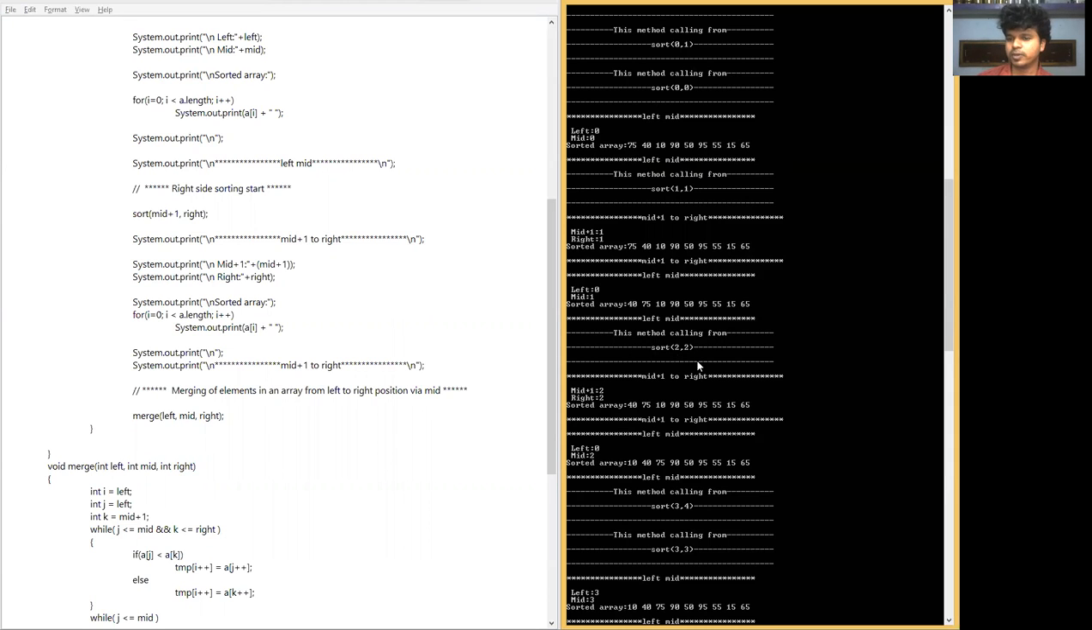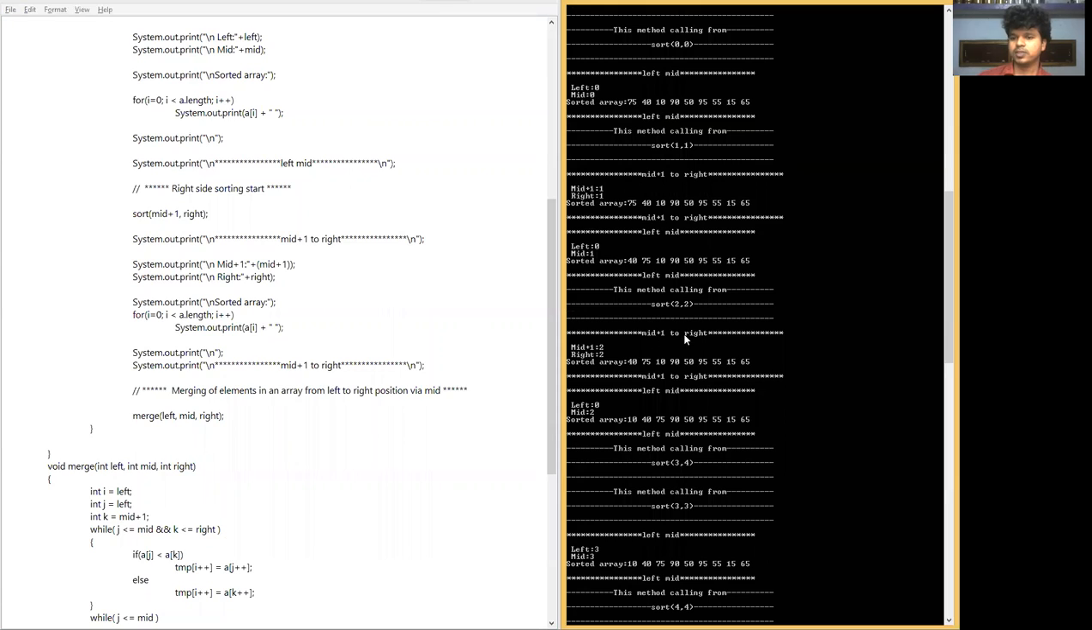So calling from 2, 2, the right is mid plus 1 to right. Mid plus 1 is nothing but 2, and right is 2. So both point to the same index, so we could not apply any kind of sorting technique. So the remaining 10 is going to appear the same. Now this is 2, 2, and this is 0, 1. So this is individual. 45, 75 is one array, and 10 is another array.